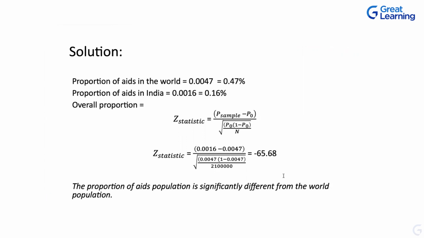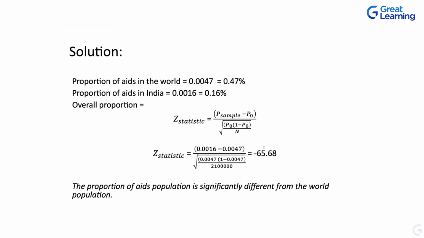This is basically a test of proportions. We covered test of means and test of variance, but we did not cover test of proportions. So basically, calculate proportions. This is the Z statistic: P sample minus P population. So 16 minus 47, divided by the total population, that is N essentially, which comes to minus 65.68.